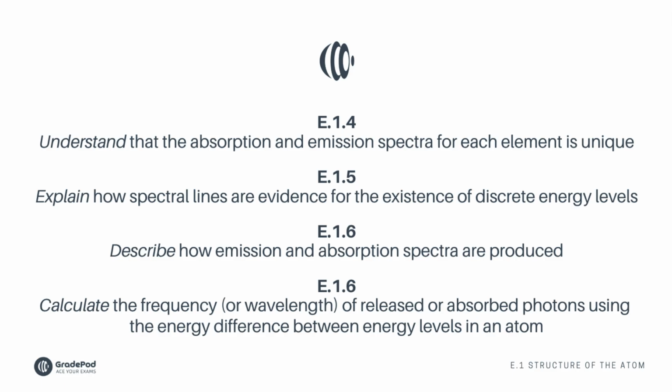Let's talk you through spectra, all you need to know. The learning objectives that you need to be covered are: understand that the absorption and emission spectra for each element is unique. Explain how spectral lines are evidence for the existence of discrete energy levels. Describe how emission and absorption spectra are produced. Calculate the frequency or wavelength of released or absorbed photons using the difference in energy between the energy levels in an atom. I'm going to cover all these in the next 5 minutes. So on with the show.